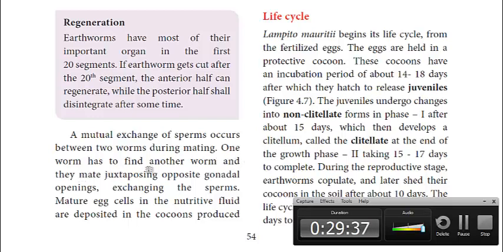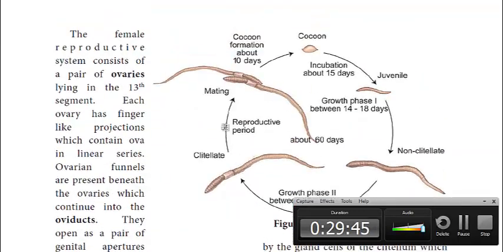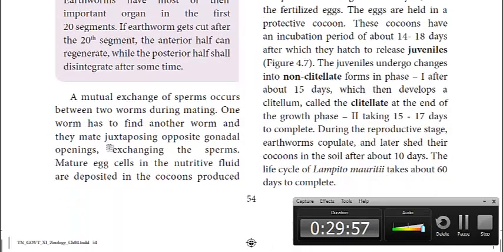One worm has to find another worm and they make juxtaposing opposite gonadal openings. This kind of pose is what we call juxtaposing. This is how they mate. One will be on this side, one on that side. Okay, so this is the mating position and it is called juxtaposing opposite gonadal openings, through which the exchange of sperms takes place.